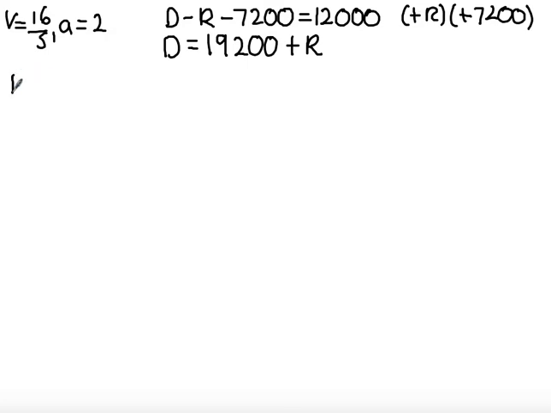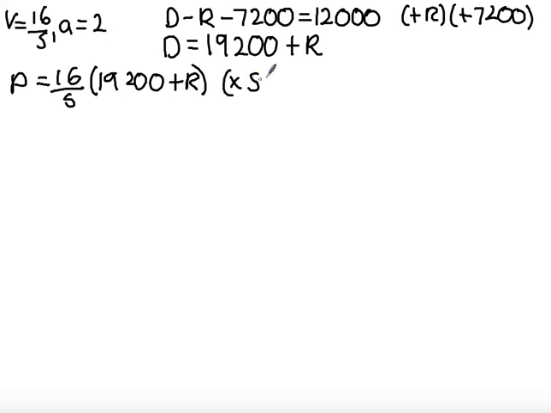Now when I substitute this into the power equation, power equals force times velocity, so I'm going to put the velocity first of all just because it can act as a coefficient, 16/5 times the force, which is 19,200 plus R. Times both equations by 5, and I get 5P is equal to 16 times 19,200, which gives me 307,200 plus 16R.